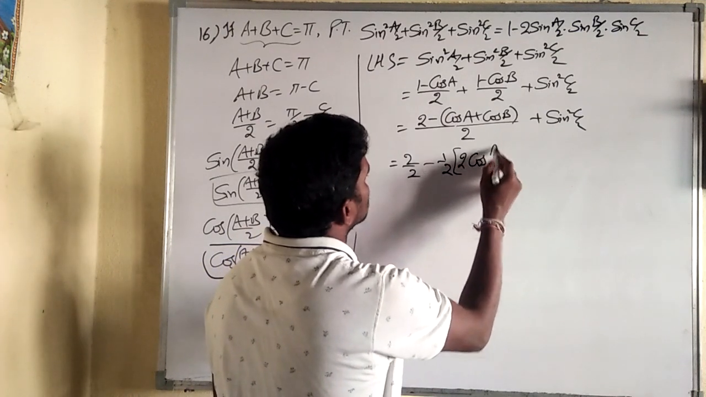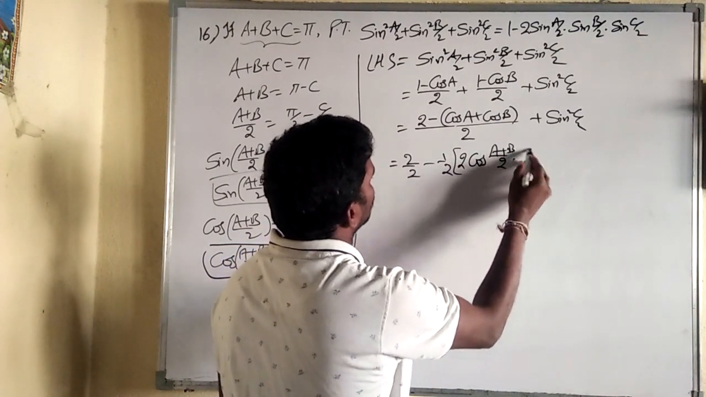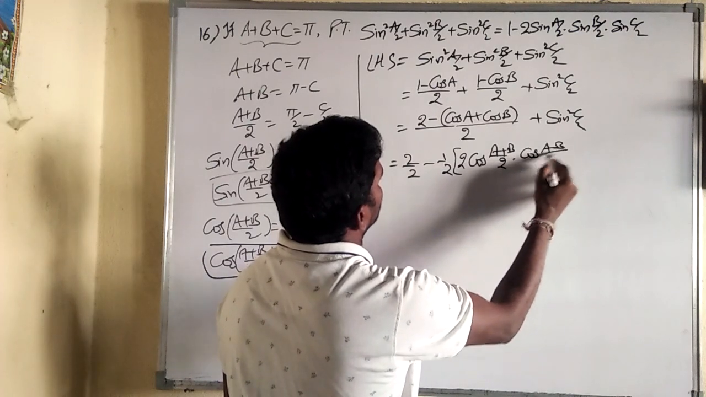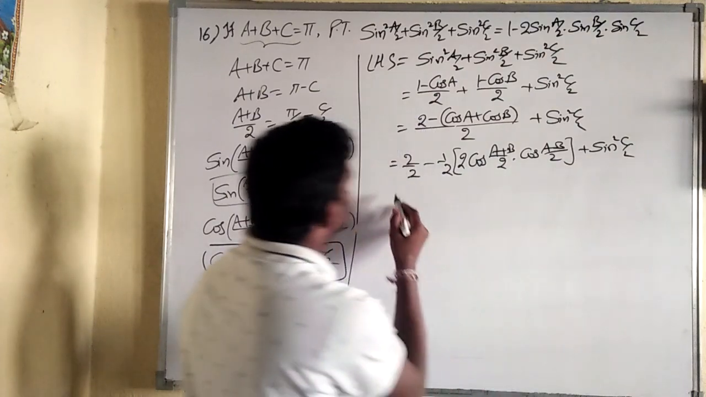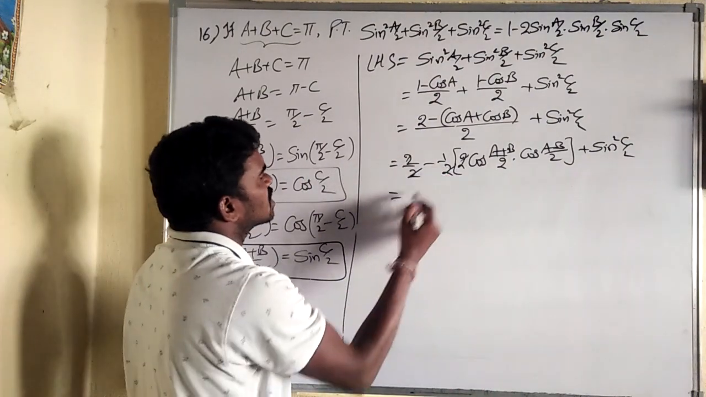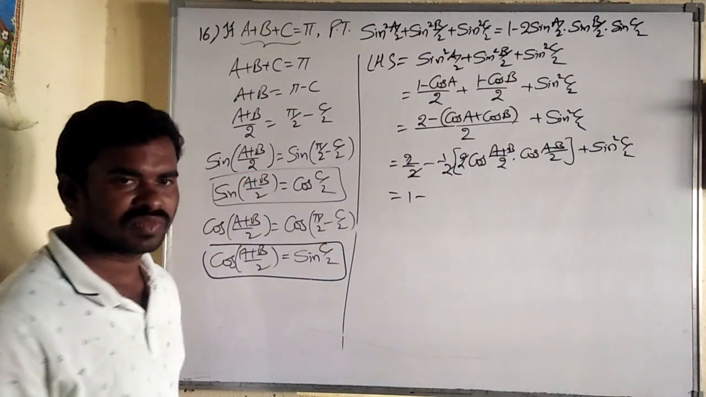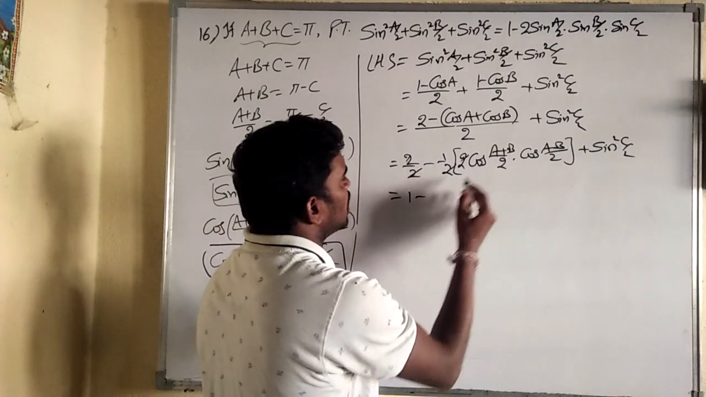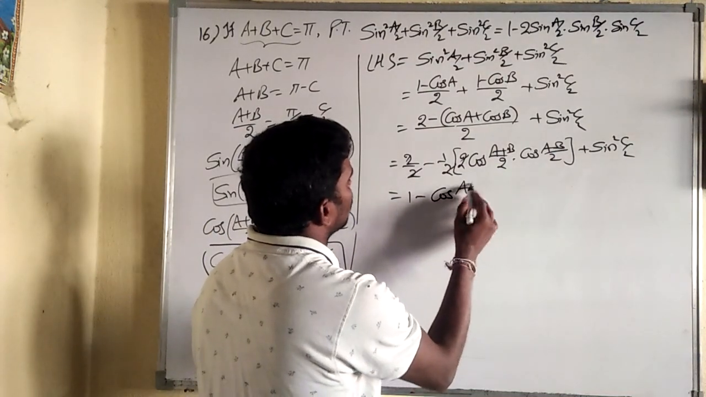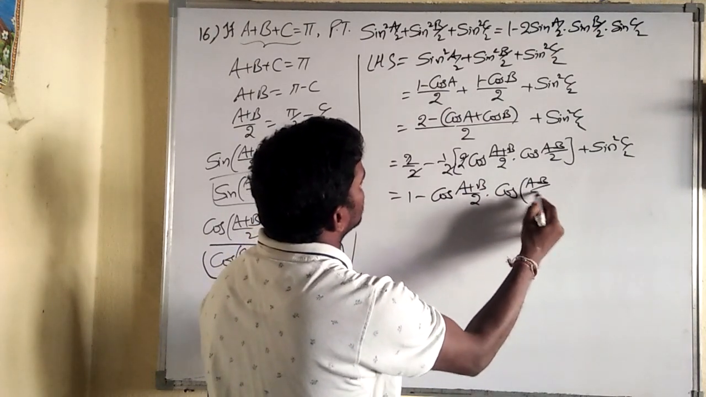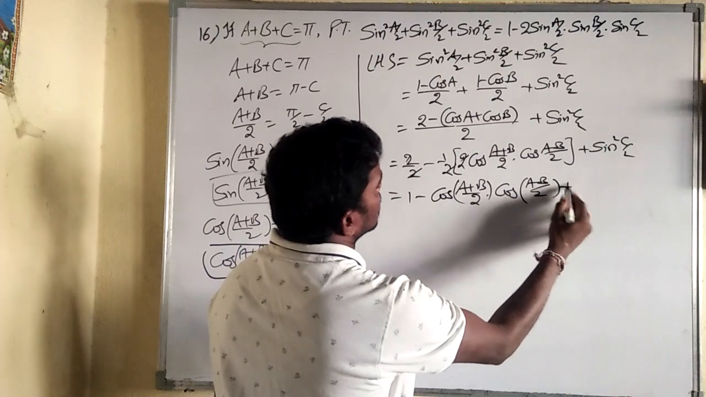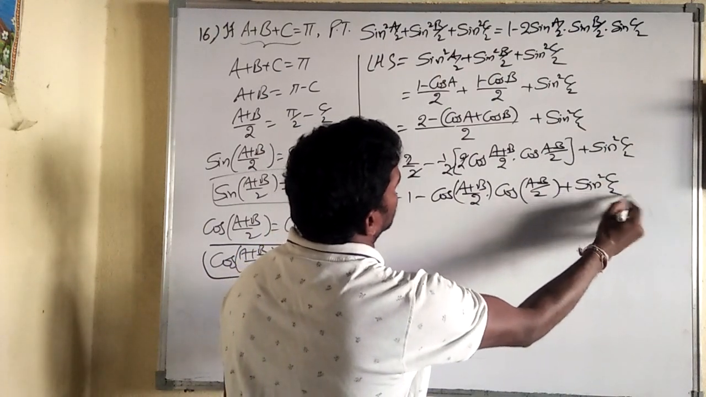2 cos (a plus b)/2 into cos (a minus b)/2, and plus sine square c/2 as it is. So the 2 and 2 cancel: 1 minus cos (a plus b)/2, 1 minus cos (a plus b)/2 into cos (a minus b)/2, plus sine square c/2.